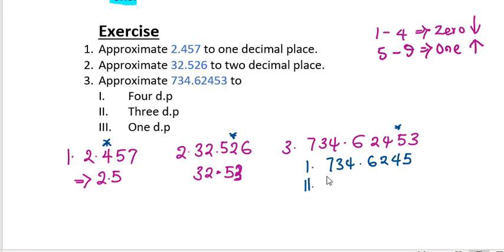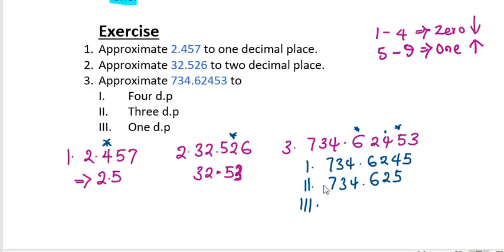For II, they said 3 dp. 3 dp means you are going to stop here, right? Now approximate 3 is what? 3 is 0. We've done that before already. So 0 plus 5 is 5. Approximate 5. 5 is 1. Then 1 plus 4 is 5. So we have 734.625. Okay, for III, we have 1 decimal place, which means we should stop here.